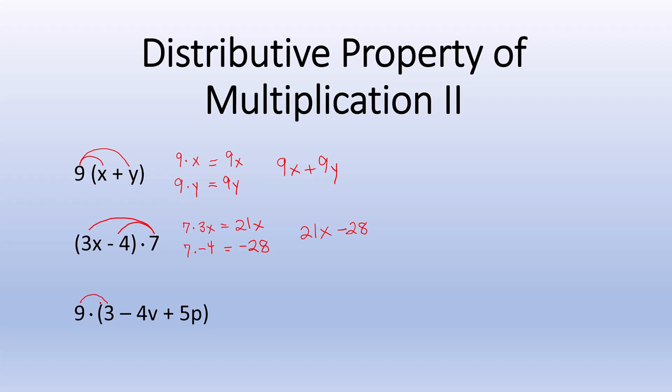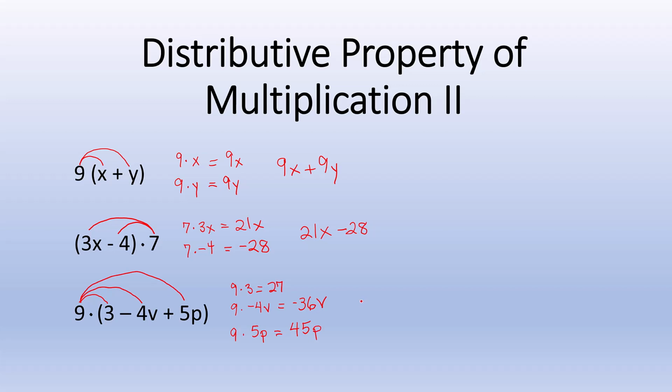All right, let's look at the final one. 9 times 3, 9 times negative 4v, and 9 times 5p. 9 times 3 equals 27. 9 times negative 4v equals negative 36v. And 9 times 5p equals 45p.